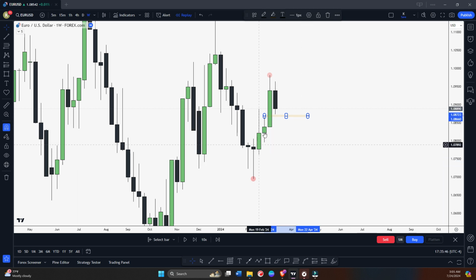And we don't have any other fair value gap on weekly. You can see we have only this fair value gap. So we know if we have to look for long, we can look for long at this weekly fair value gap.